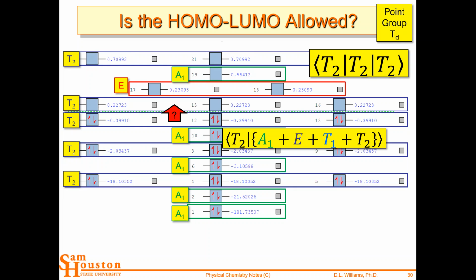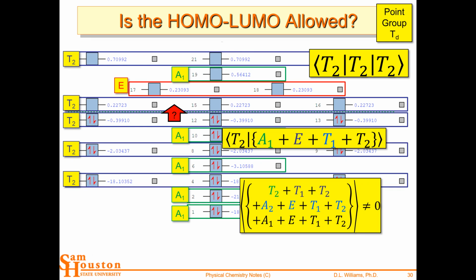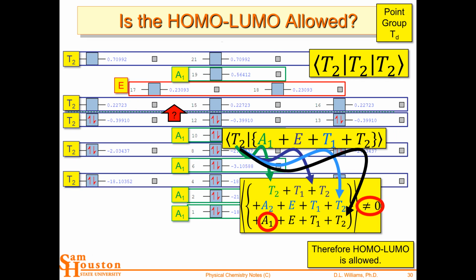So T2 times T2 times T2. I mean, surely this is going to work out, right? And it does. So here's all of the different pieces. T2 times A1 times E times T1 and times T2. And we see that A1 buried in all of those. Once you find A1, top row, you're good. Not equal to 0, and the HOMO to LUMO is allowed.